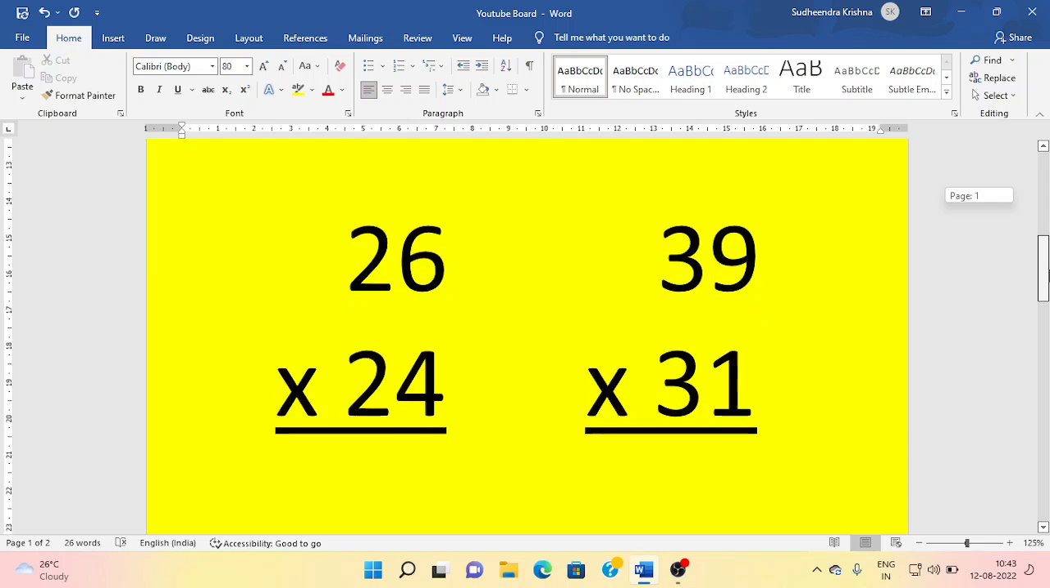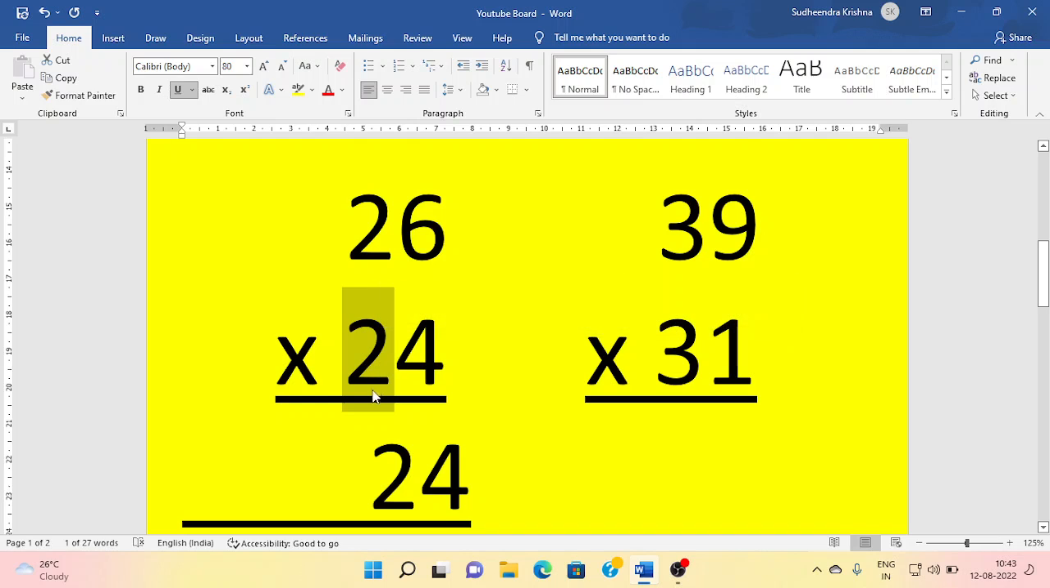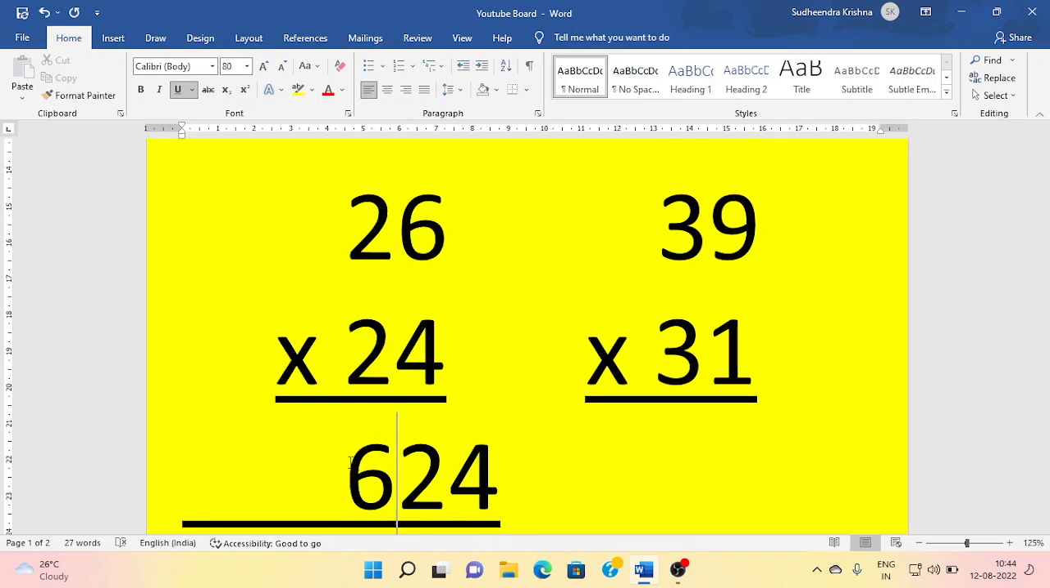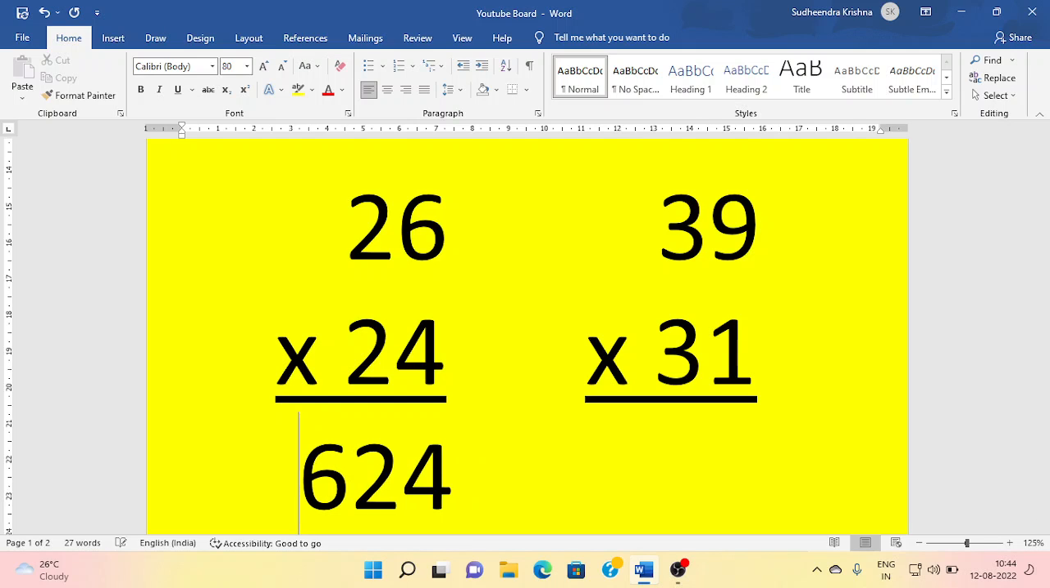Now let us take a few more examples. 26 into 24. 6 plus 4 is 10. So multiply 6 and 4. 6 into 4 is equal to 24. Now on the left side, in the tens place of both the numbers, you have 2. 2 plus 1 is 3. Multiply the 3 with this 2. 3 into 2 is 6. So this is the required answer. So 26 into 24 is equal to 624.